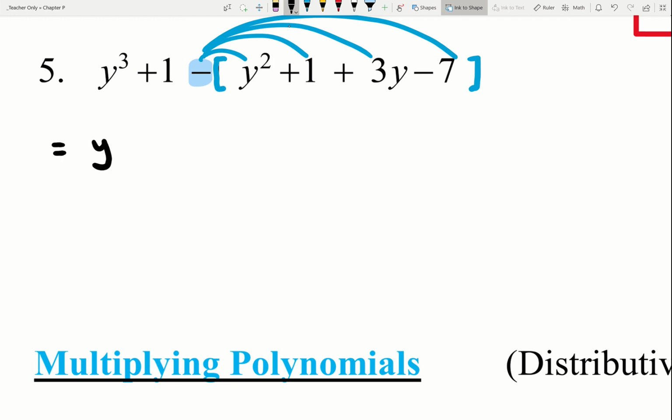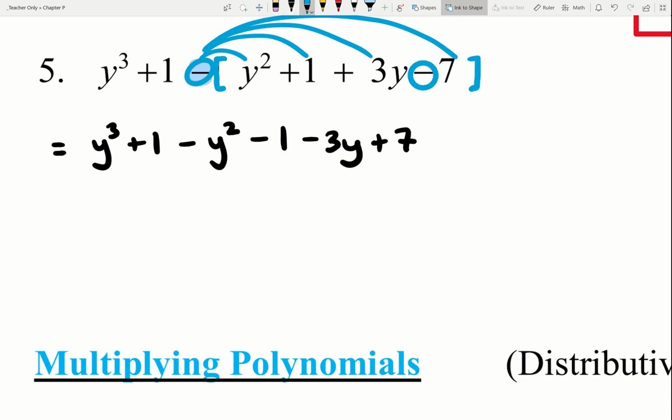So here in my next line, I'm going to go ahead and copy down my y cubed plus 1, and then distribute that negative into everything. That'll be negative y squared minus 1 minus 3y, and then plus 7. Remember, a negative times a negative is always going to equal a positive for us. And so that's why I wrote the plus 7.